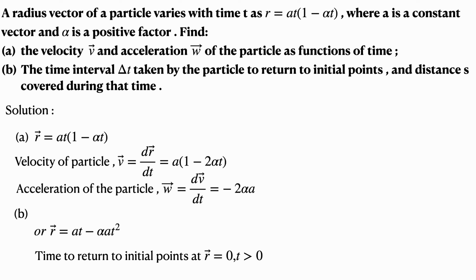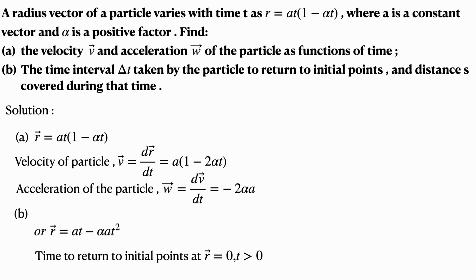A radius vector of a particle varies with time t as r equals αt(1 − αt), where a is a constant vector and α is a positive factor. Find: (a) the velocity vector v and acceleration vector w of the particle as a function of time; (b) the time interval Δt taken by the particle to return to the initial point, and the distance s covered during that time. Solution. Part A.